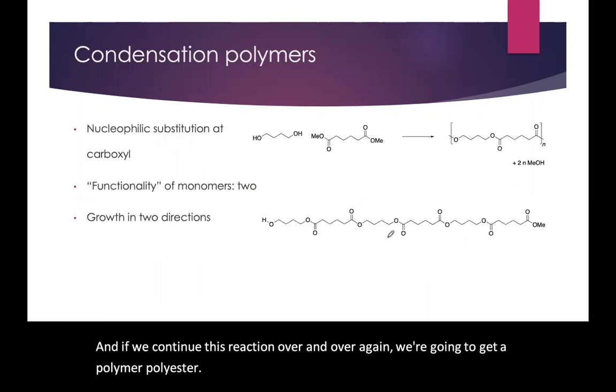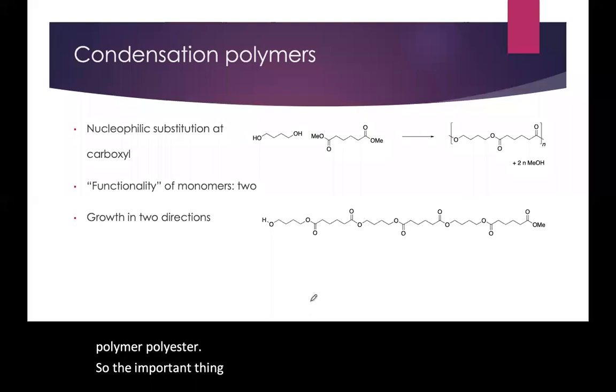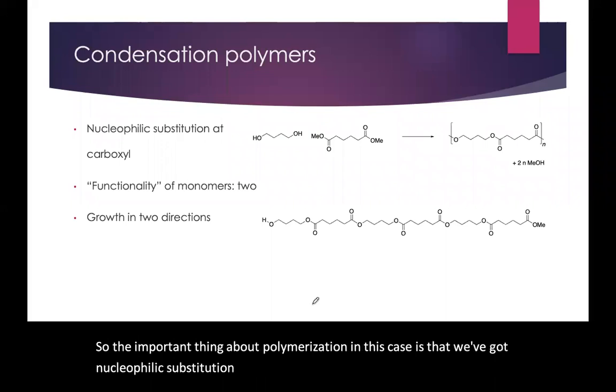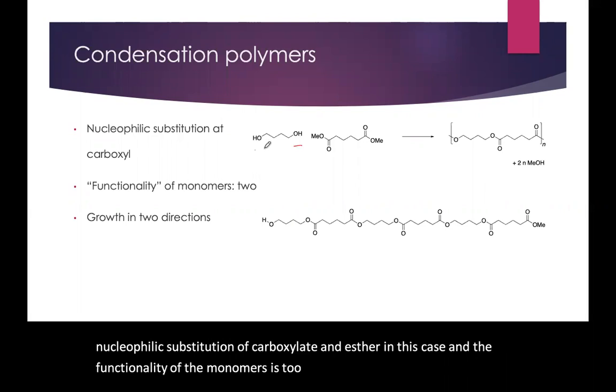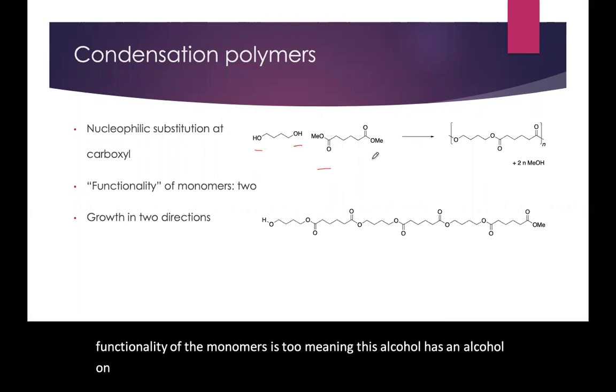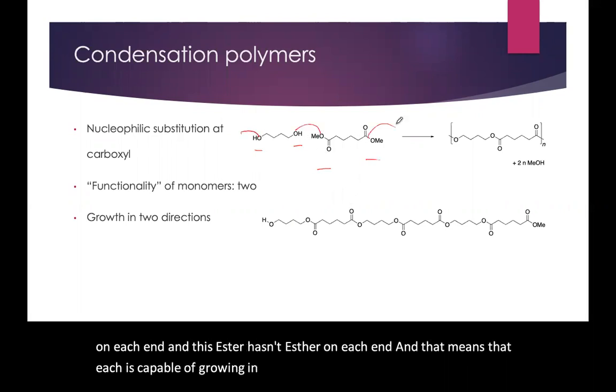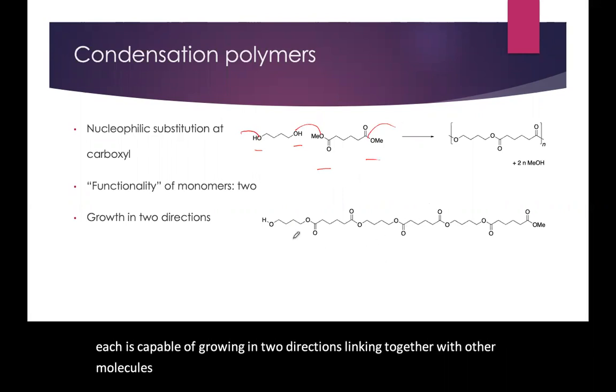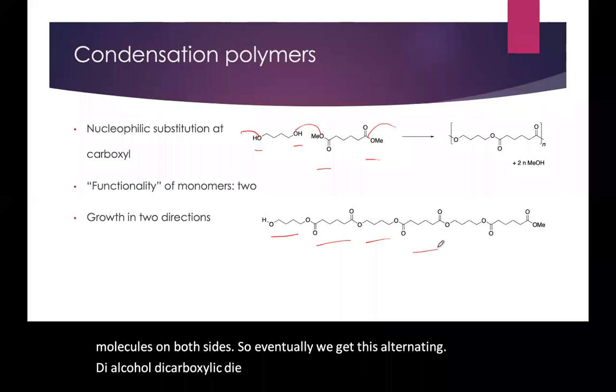So the important thing about polymerization in this case is that we've got nucleophilic substitution at a carboxyl, at an ester in this case. And the functionality of the monomers is two, meaning this alcohol has an alcohol on each end, and this ester has an ester on each end. And that means that each is capable of growing in two directions, linking together with other molecules on both sides. So eventually we get this alternating dialcohol, dicarboxylate, dialcohol, dicarboxylate polymer structure.